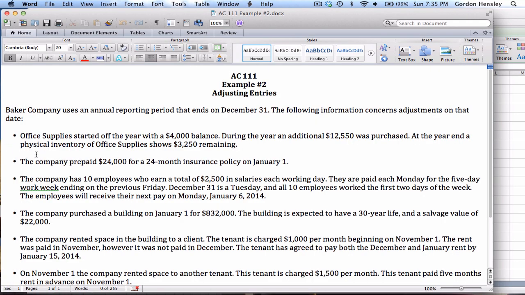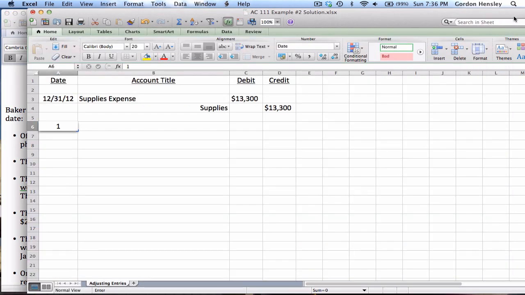The next situation says the company prepaid $24,000 for a 24-month insurance policy on January the 1st. Well, this is pretty much a classic prepaid insurance adjustment. We talked about this type of adjustment in our video lecture on adjusting entries. The prepaid insurance expires over time and turns into an expense.